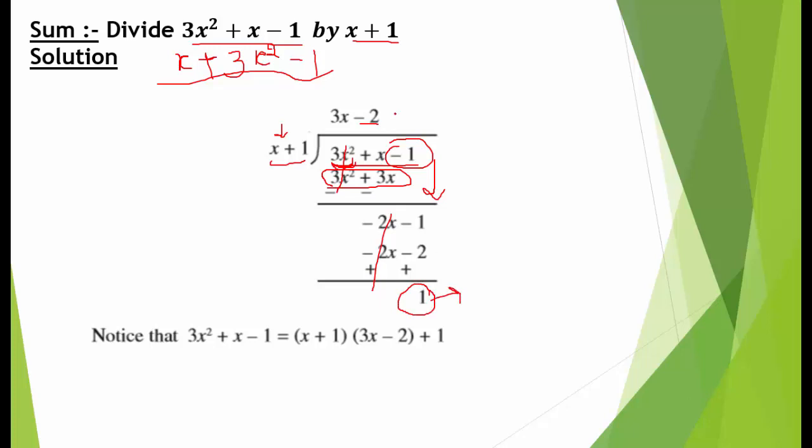This is my remainder, and this is my quotient, and this is the divisor, and 3x square plus x minus 1 is my dividend. Now if you put these values in the relation dividend equals divisor into quotient plus remainder, then this will be equal. Means if I put dividend equals divisor into quotient plus remainder, then on multiplying these and adding 1, we will get this as it is. Means this will follow the relation p of x equals g of x into q of x plus r of x.